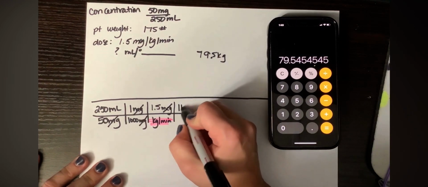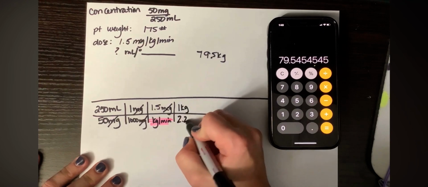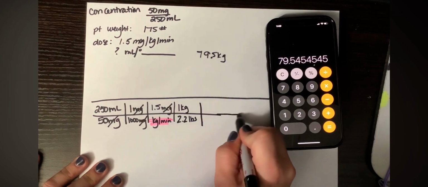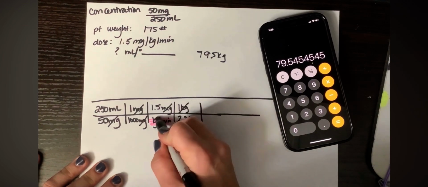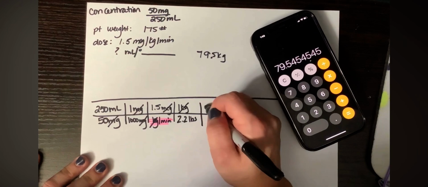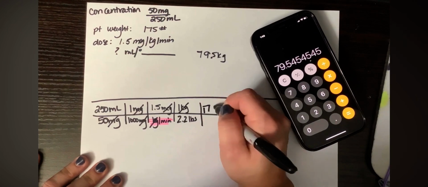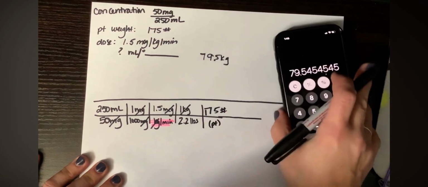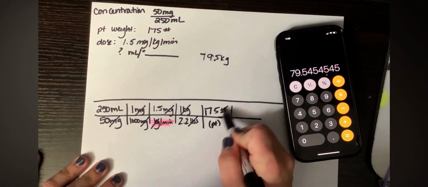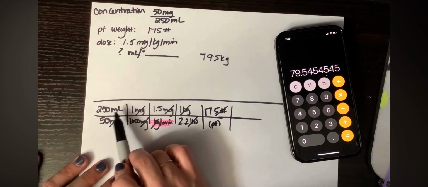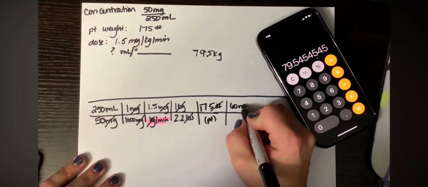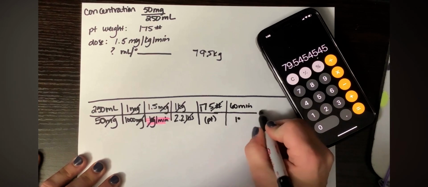All right, so if I did not convert, I would have to go with pounds. So 1 kilo is 2.2 pounds. Sorry about that. Kilo. And then we have a 175 pound patient. Now we can get rid of pounds. Okay, so we're left with mLs per minute. That's not quite where we want to be yet. So we have 60 minutes and 1 hour.